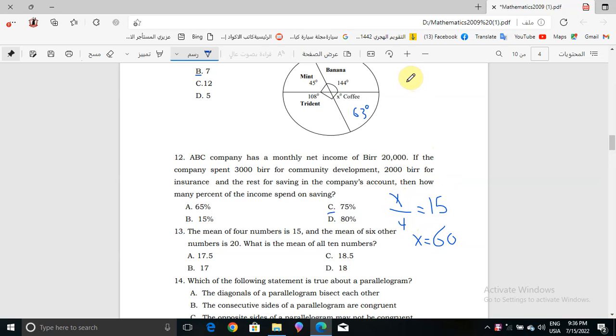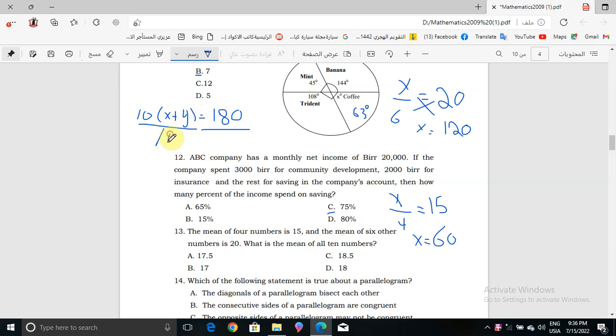Then about y over 6 is equal to 20. When you crisscross, it will be y is equal to 120, right? Then what we have here, it says what is the mean of all 10 numbers. So that means 10 times the mean is equal to x plus y, which is 180.